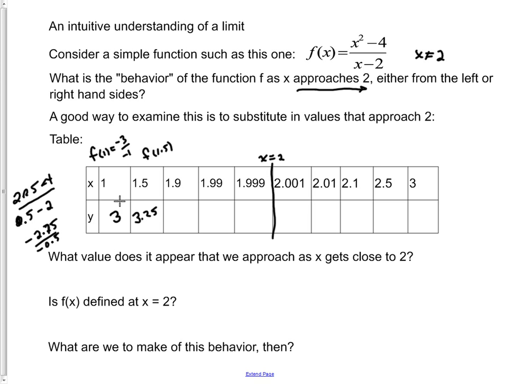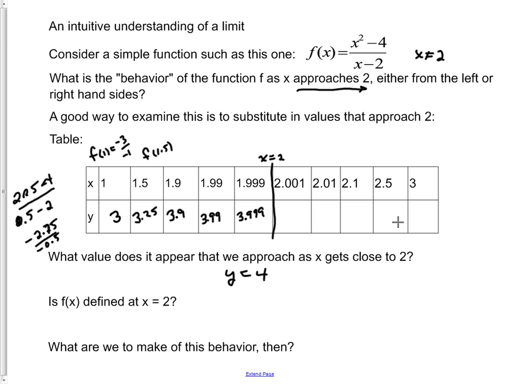Okay? And we keep on going down the list. What happens at 1.9? That's really the same thing as saying 3.9. And if we tried 1.99, we'd find 3.99 here. If we tried 1.999, we'd get 3.999. And you see what the behavior is. It looks like the values are getting closer and closer to 4. Right? y looks like it's getting closer to 4.